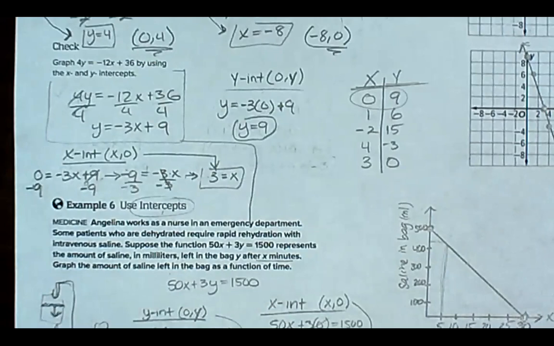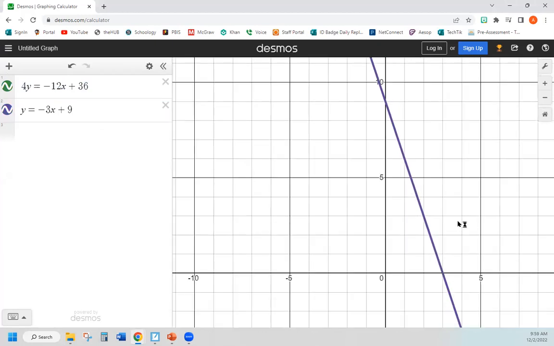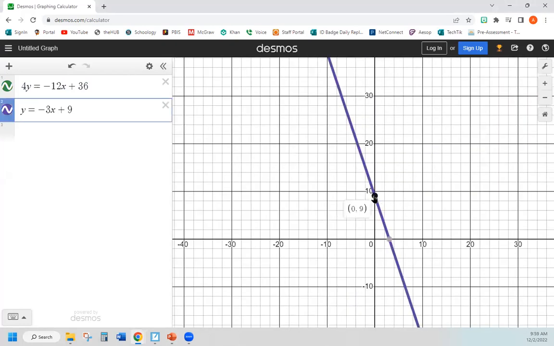Just so we can make this a little bit more interesting, jump to Desmos. Look at what we did. All right, so here's the original equation. You can see that even if I divide 4 to the other side to make it negative 3x plus 9, it's still the same line. We just do it for the ease of doing the work. Here's your x-intercept at 3, 0. And then if we zoom out, our y-intercept, located right here, is at 0, 9. So your y-intercept, x-intercept, all done.